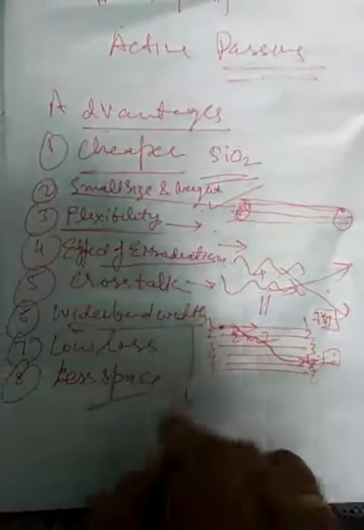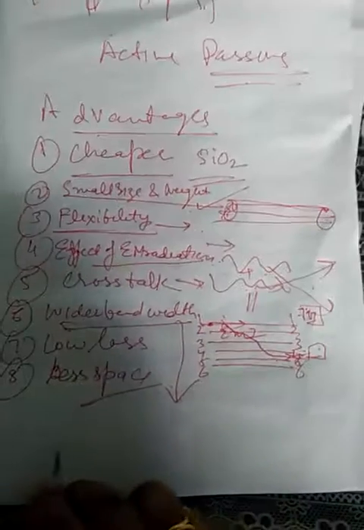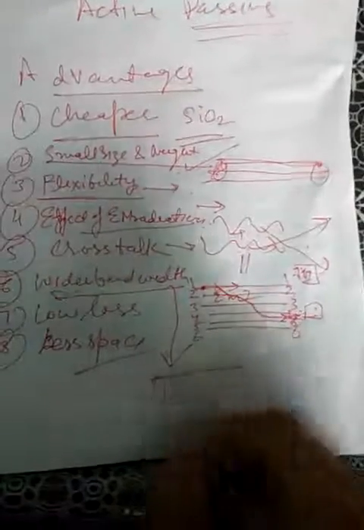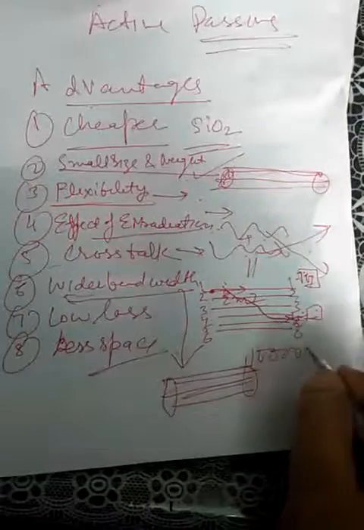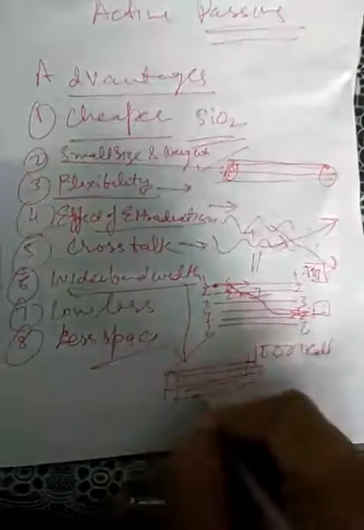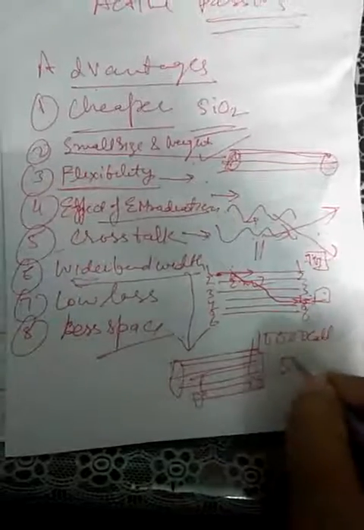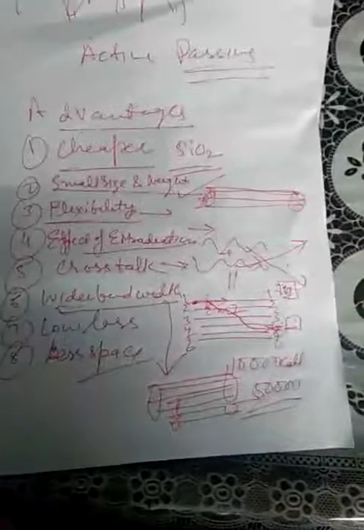Then the next advantage is wider bandwidth. A set of 900 ordinary cables can carry 10,000 calls, while a 1 millimeter optical fiber can carry 50,000 calls simultaneously. So due to that, a large amount of information is carried in the optical fiber.